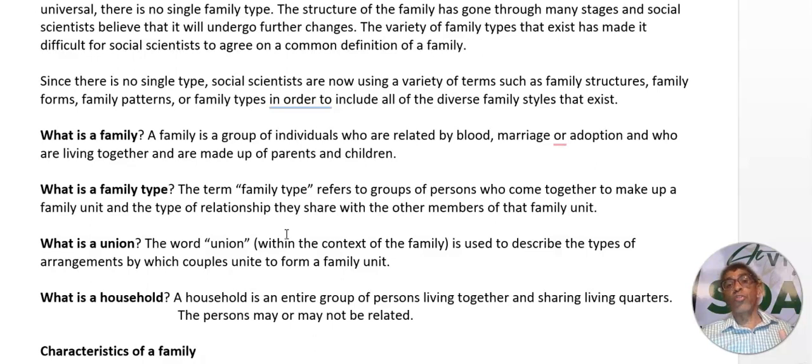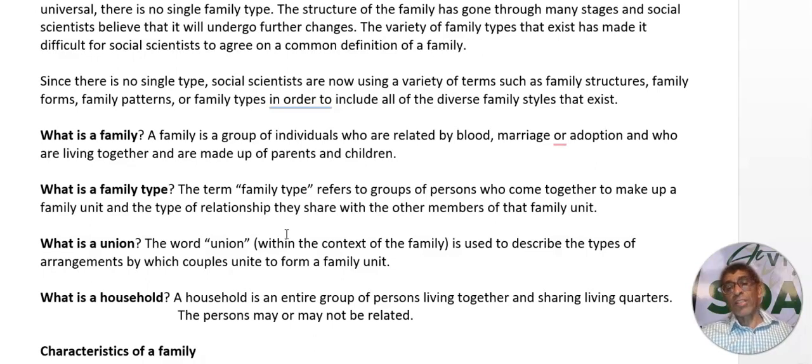All right. What is a family type? This term refers to a group of persons who come together. It could be in a heterosexual environment, or it could be in a homosexual environment. Heterosexual has to do with male and female, two different genders. Homosexual has to do with two persons of the same gender. It could be two males, it could be two females. So it refers to groups of persons who come together to make up a family unit, and the type of relationship that they share with other members of that family unit. Okay, so that's family type.